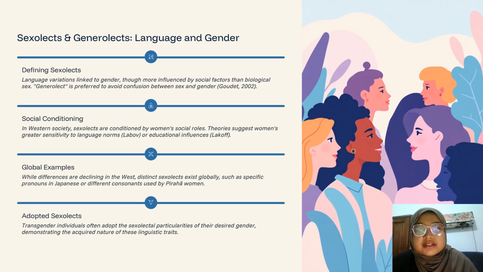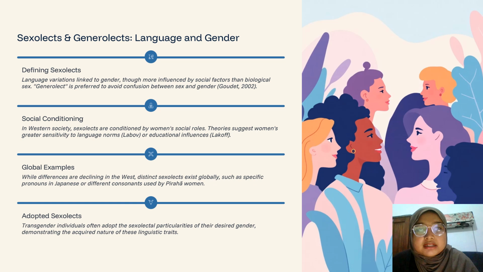Social conditioning: in Western society, genderlects are frequently conditioned by women's social roles. Research by linguists like Labov suggests women might exhibit greater sensitivity to language norms, while Lakoff points to educational influences shaping these differences. So, globally, while gender-based linguistic differences might be declining in some Western contexts, distinct genderlects persist globally. Examples include specific pronouns used in Japanese that vary by gender, or different consonant usage by Piraha women, highlighting the diverse ways language reflects gender.